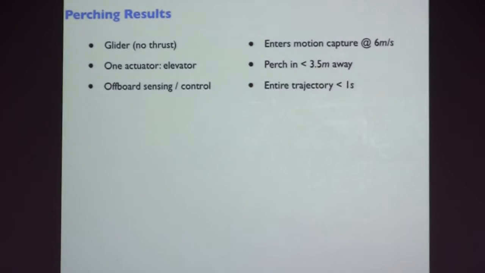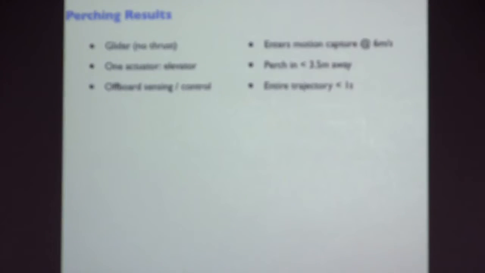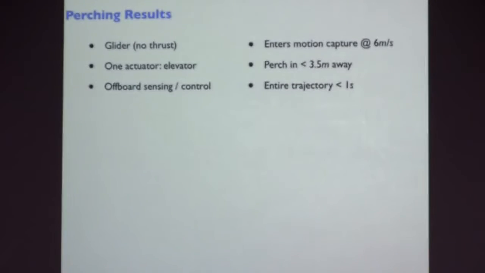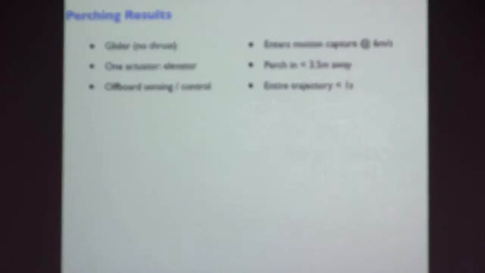Okay. We set up the experiment where we would shoot into a motion capture arena at about 6 meters per second, or 7 to 8 meters per second. We put a piece of wire across the lab about 3.5 meters away. And we made sure that the trajectories didn't last more than a second, just so it couldn't fly around the room and get rid of its energy that way. And the claim was, in order to land on the perch with those specs, you had to be exploiting a pressure drag, okay?